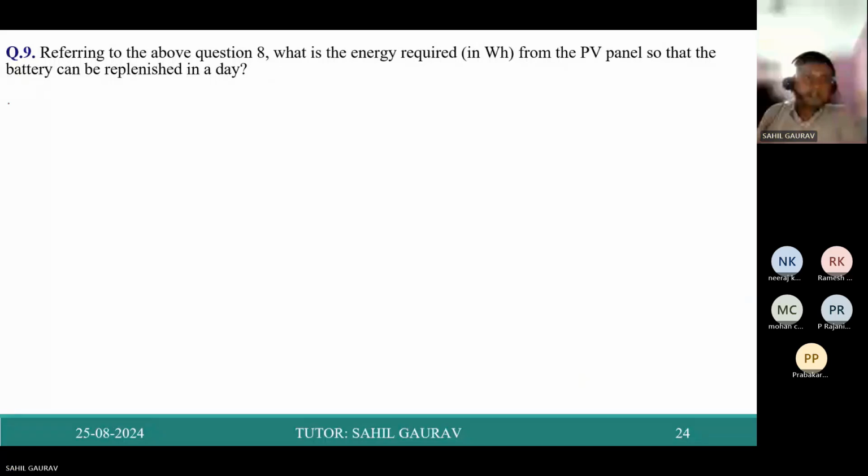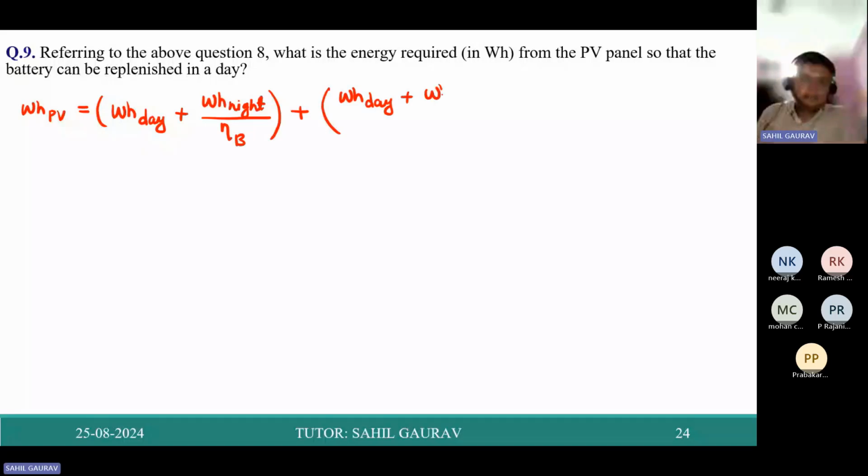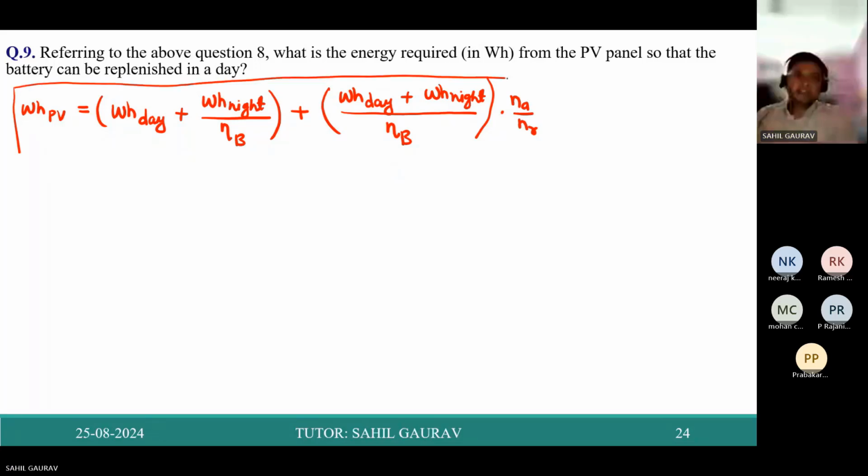So it is WH day plus WH night upon efficiency of battery, plus this: WH day plus WH night upon efficiency of battery into Na upon Nr. So this is the watt hour requirement that should be fulfilled by the PV.